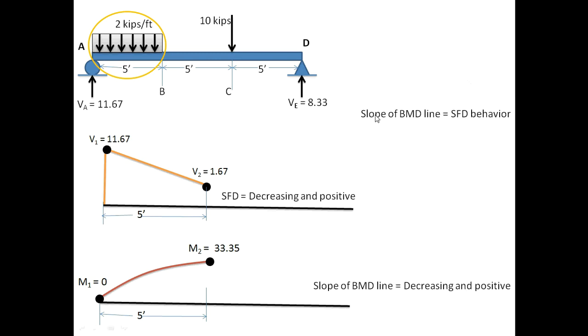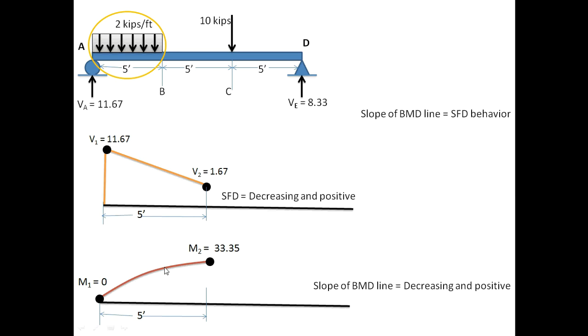Now I will explain the slope of the BMD line. The slope of the BMD line is equal to the SFD behavior. How is the SFD behavior? SFD is decreasing and positive. As we move from here to this point, the SFD is decreasing. Here the SFD value is 11 and here it is 1.67. So it is decreasing as we move here. From left to right it is decreasing, and it is positive because it is above the baseline. So the slope of the BMD line will be decreasing and positive.